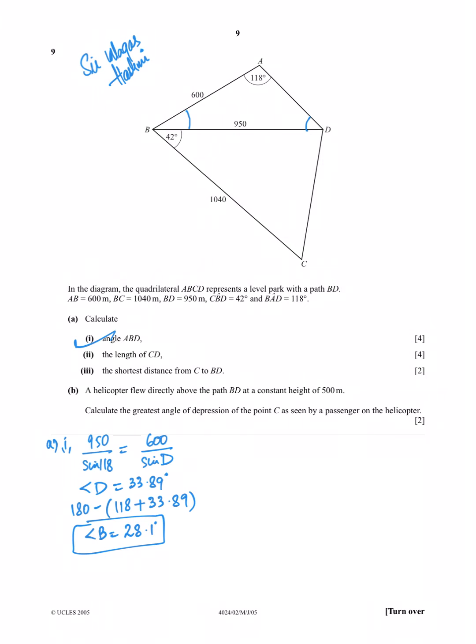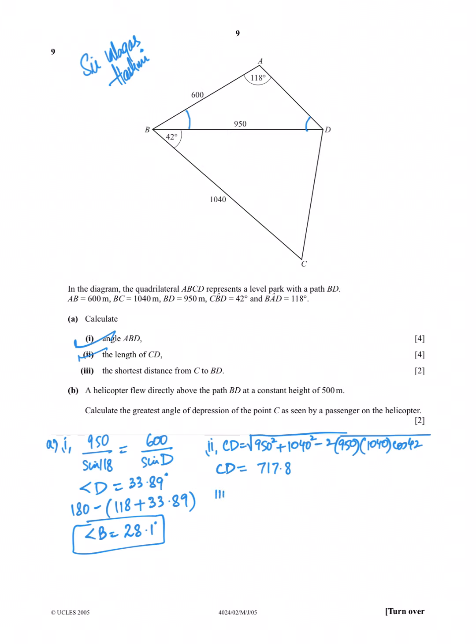After that, the length of CD. So for length of CD, you can apply law of cosine here. So that will be CD equals the square root of 950 squared plus 1040 squared minus 2 times 950 times 1040 times cos 42. Alright, if you further simplify it, you will get the value of CD, and that will be equal to 717.8. That is your value of CD.